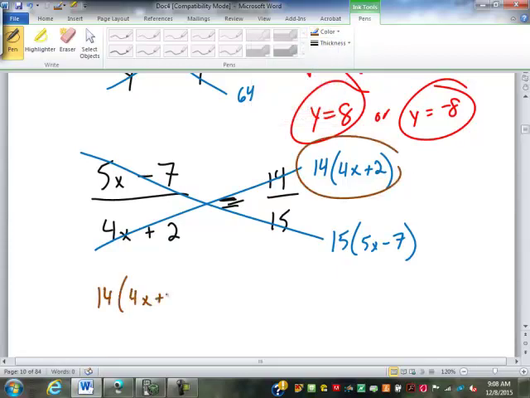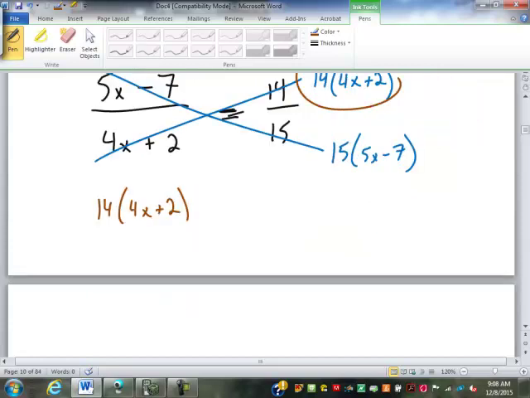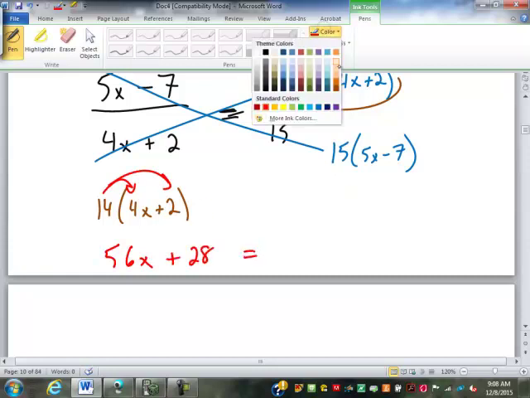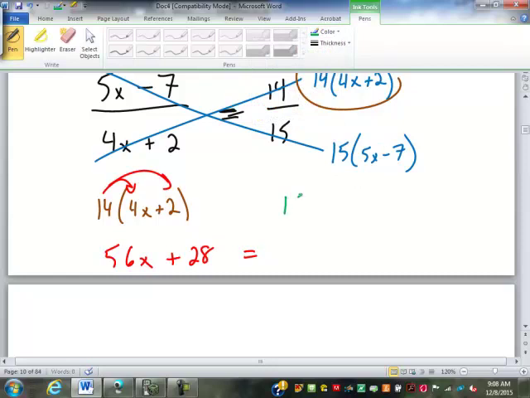14 times 4x plus 2 is going to give us 14 times 4x is 56x. 14 times positive 2 is 28. Over here, 15 times 5x minus 7. 15 times 5x is 75x, and 15 times negative 7, negative 105. Right? So now what?